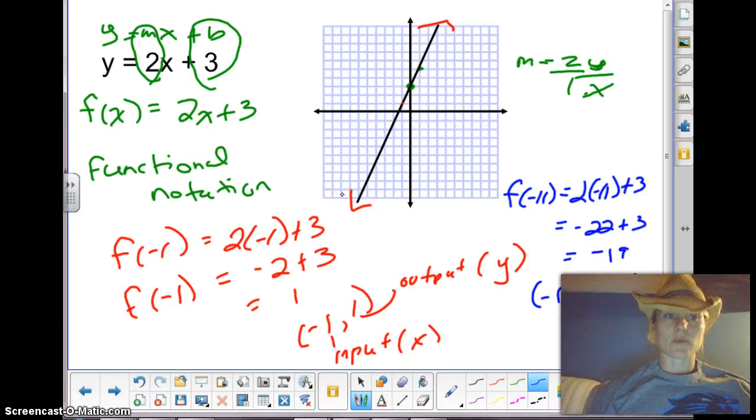Okay? So a couple things. You need to know how to graph in slope-intercept form. You need to understand this is functional notation. You need to know that y equals is the same thing as f of x. And you need to know how to plug in for f of x to get the output, the input and the output.